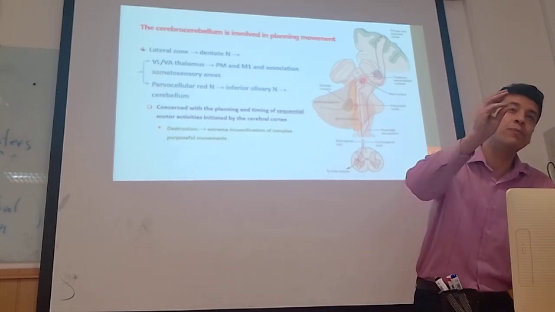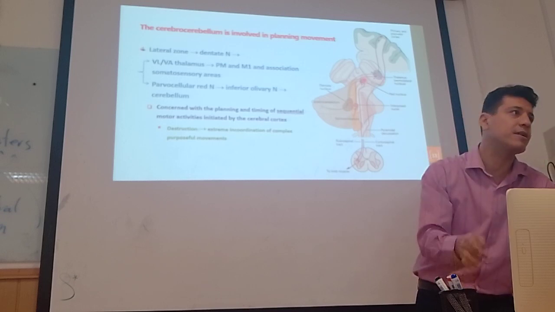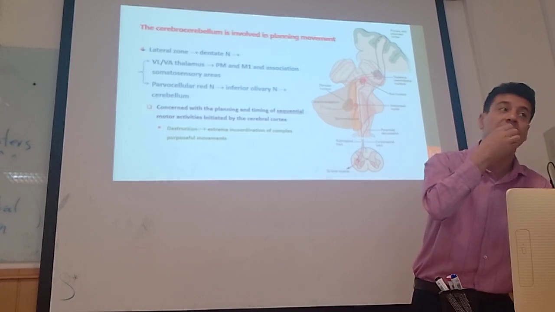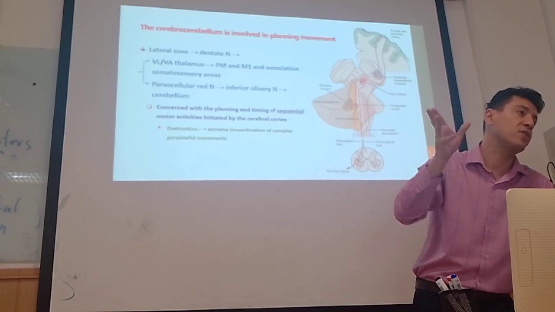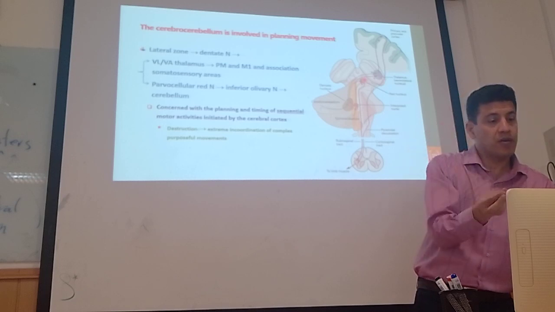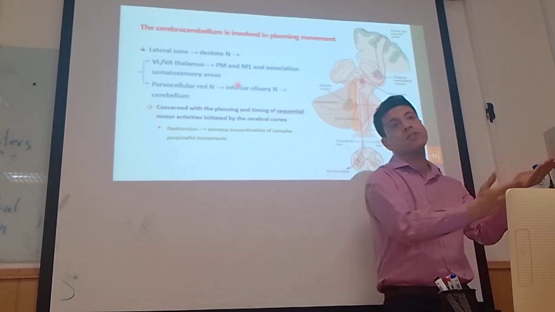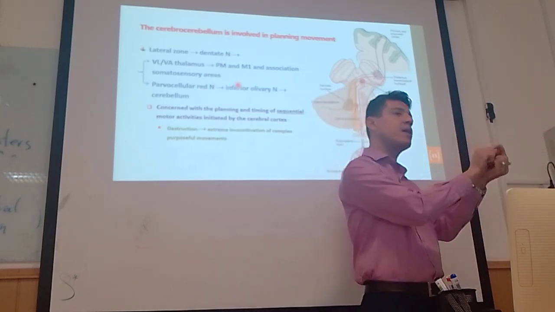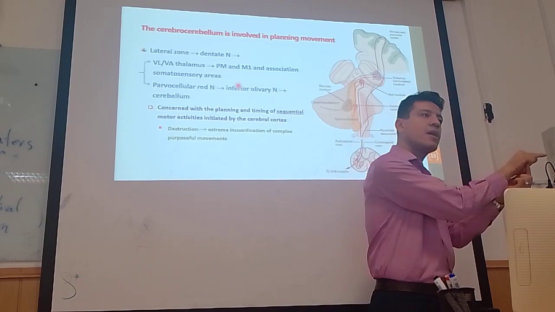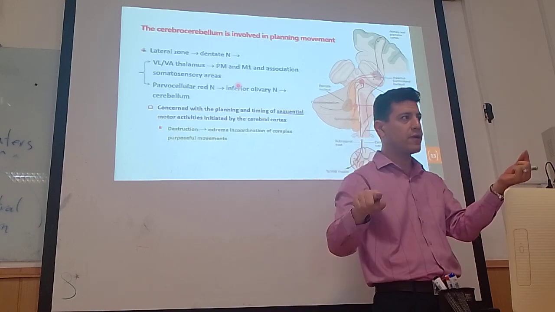Remember that the red nucleus has two parts, magnocellular and parvocellular. Magnocellular is the origin of the rubrospinal tract. It's connected with the muscles. But the parvocellular is not involved in movements. It's not involved in contraction of the muscles. Parvocellular sends information to the inferior olive, right? The inferior olive sends information back to the cerebellum. So, cerebellum, red nucleus, inferior olive, cerebellum. There is a loop between them, right?